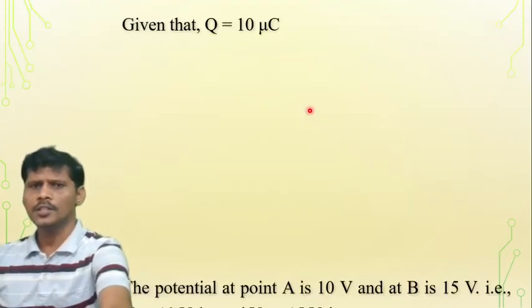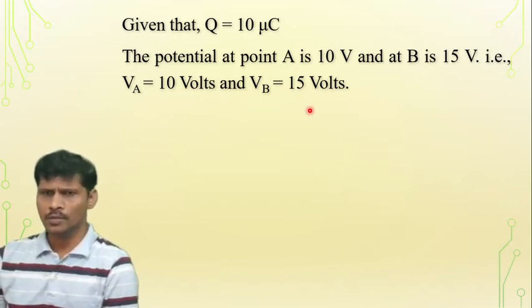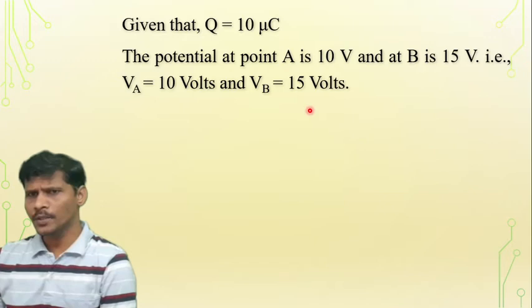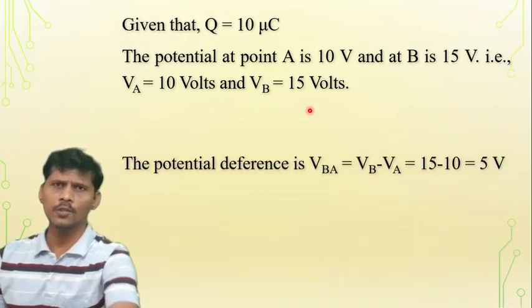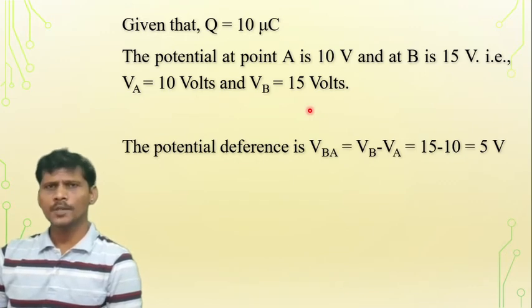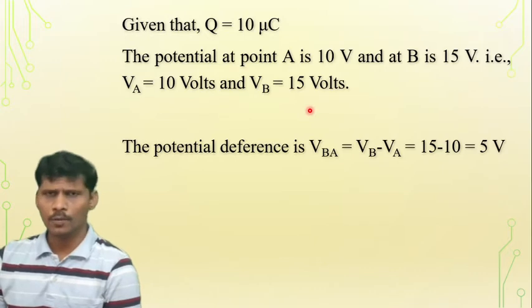Given that the charge Q is equal to 10 microcoulombs, the potential at point A is 10 volts and the potential at point B is 15 volts. So VA is equal to 10 volts and VB is equal to 15 volts. The potential difference VBA is equal to VB minus VA, that is equal to 5 volts.